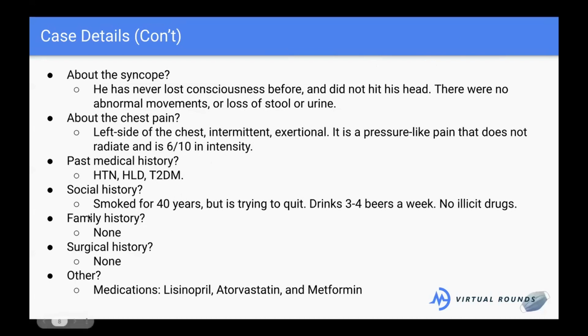Someone mentioned smoking history. So he has smoked for 40 years, but he's been trying to quit. And he drinks a few beers a week and no illicit drugs. No important family history, no surgeries. And he takes these 3 medications.